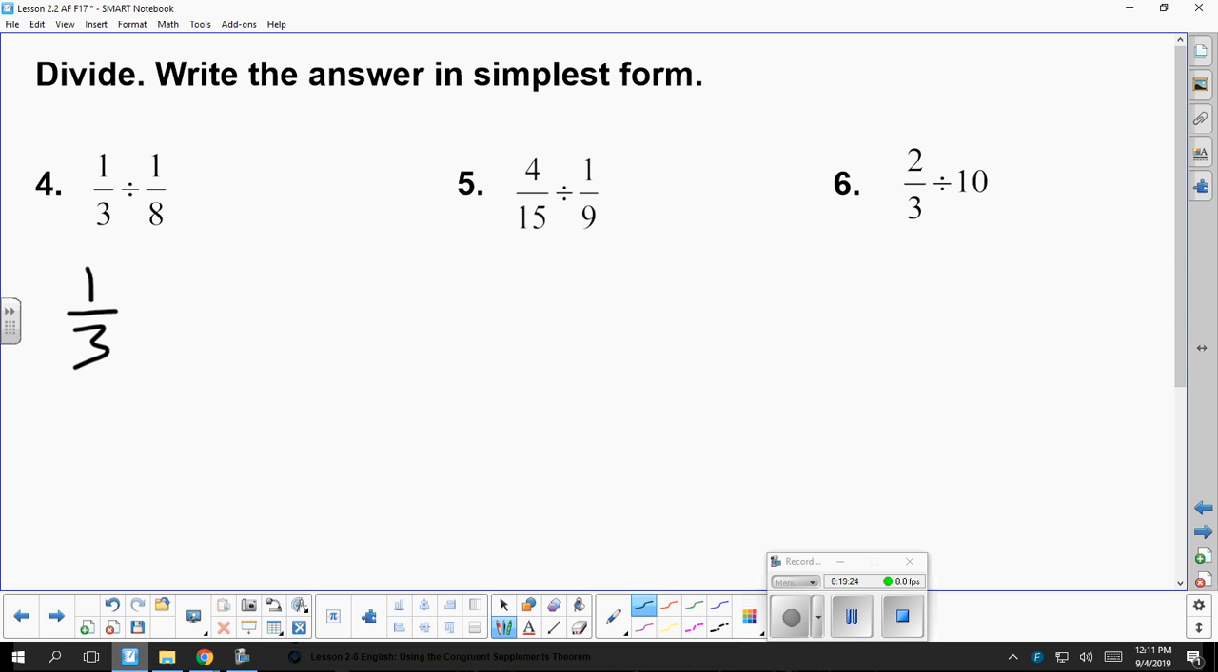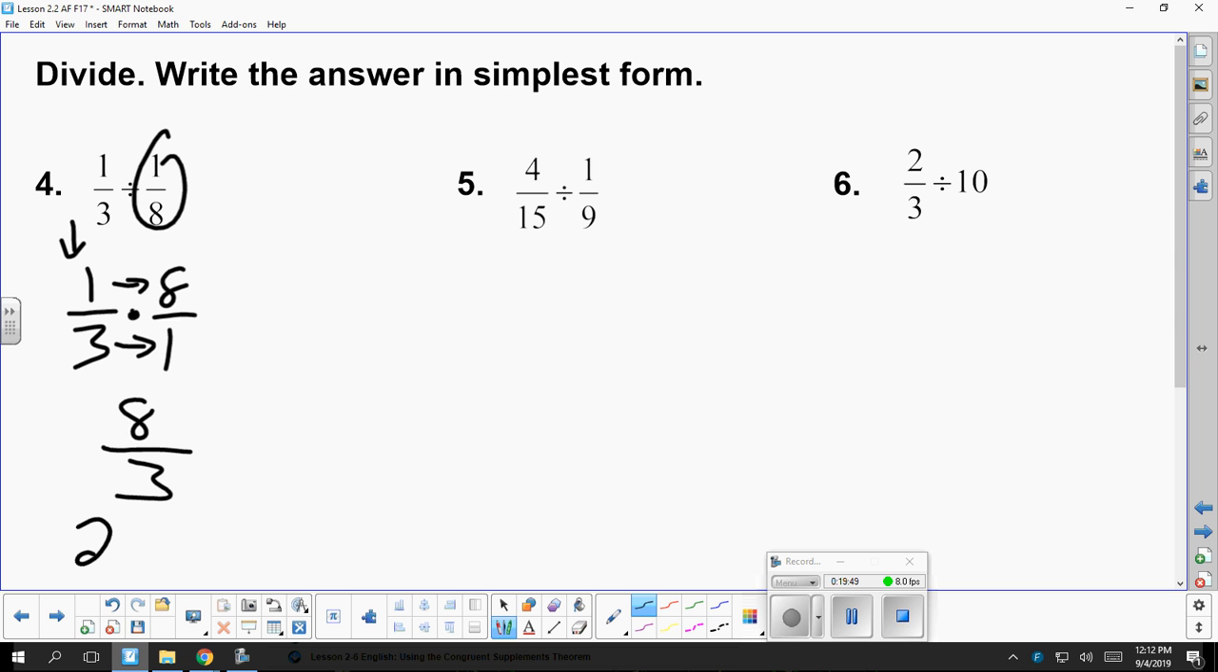All right. So remember, we're going to write this down. The first one, just as we see it. Change it to multiplication. Take the second one, flip it over, and then we multiply. Since there's nothing I can cancel, I'm going to multiply the tops together and then the bottoms. 1 times 8 is 8. 3 times 1 is 3. 3 goes into 8 2 times. 2 left over. 8 and 2/3.